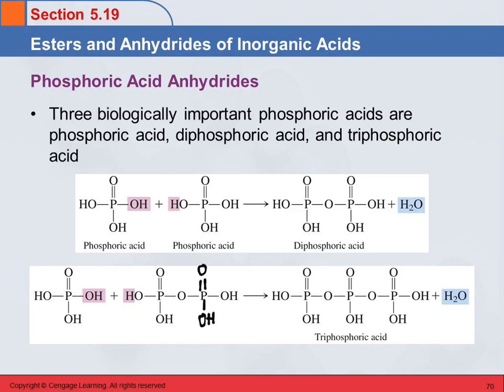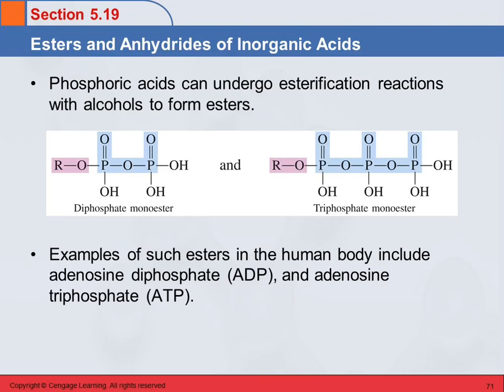All 3 of those, the regular phosphoric acid, the diphosphoric acid, the triphosphoric acid, can react with alcohols to form esters. When the diphosphoric acid reacts, then we have a diphosphate ester, or we can have a triphosphate ester. And when these form an ester with adenosine, we can have adenosine diphosphate or adenosine triphosphate. And these are abbreviated ADP and ATP, and these are very important parts of metabolism, and we'll revisit them later.